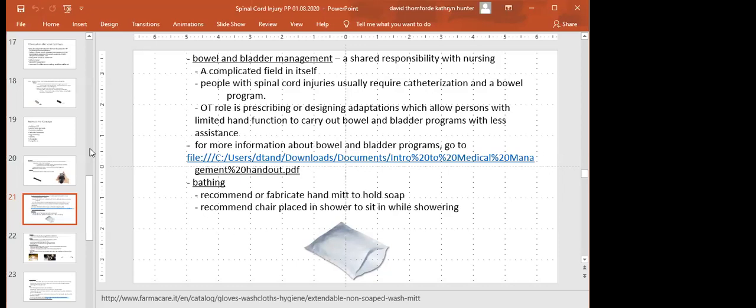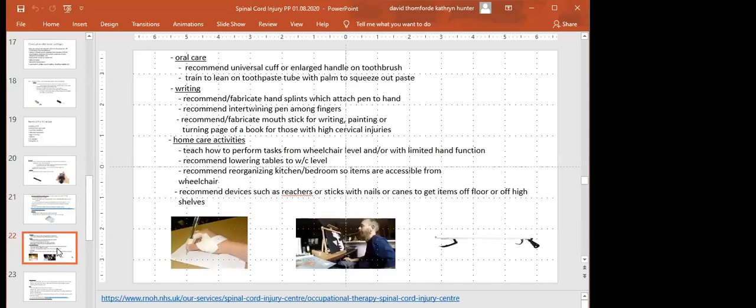But after that, the person would bathe as much as they can, reaching the areas with arm function as much as they can, and then the other areas somebody would have to help them with. Any questions here? Going at good speed?